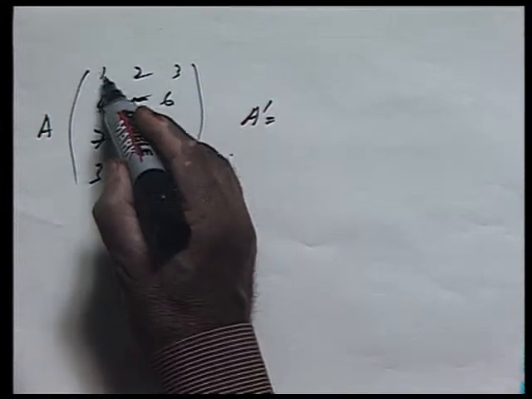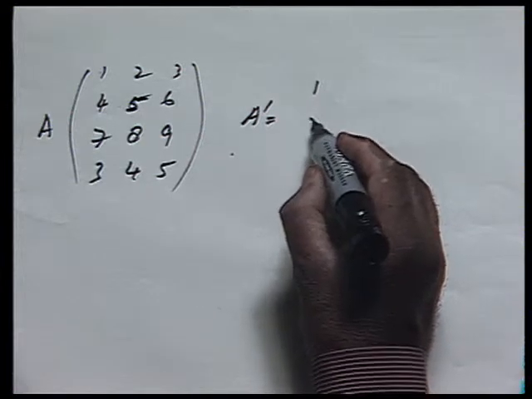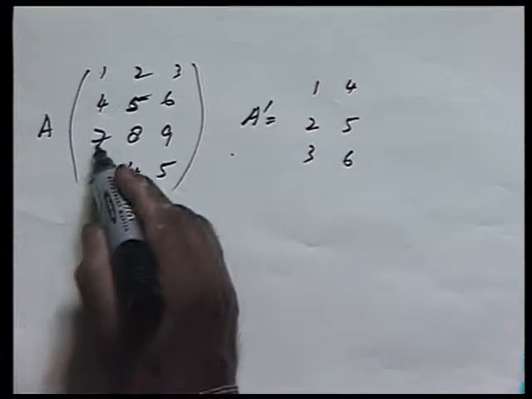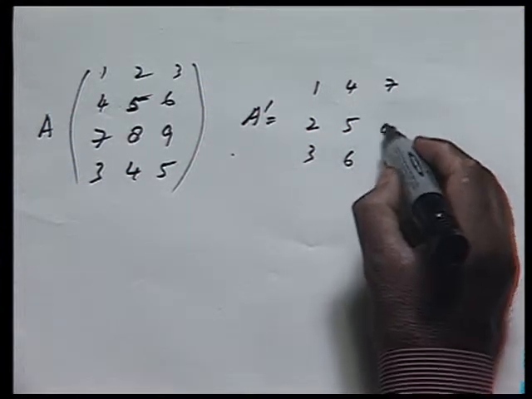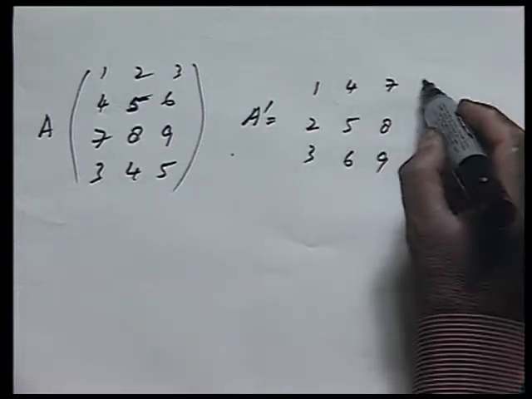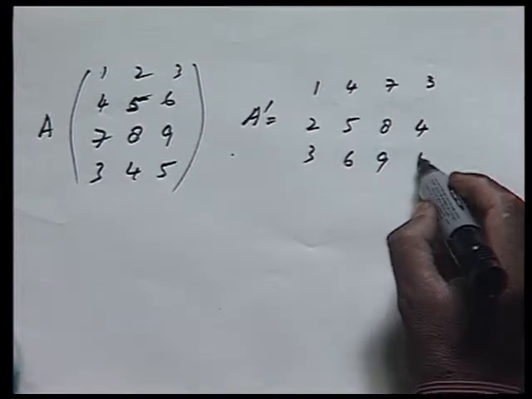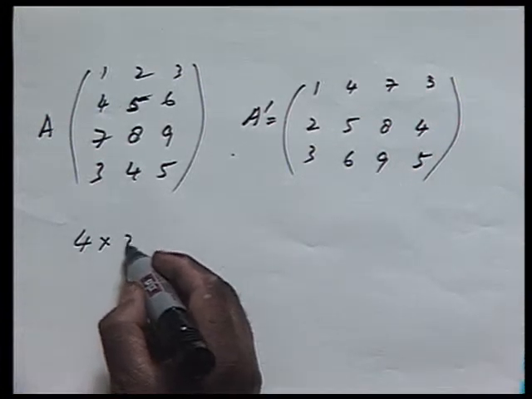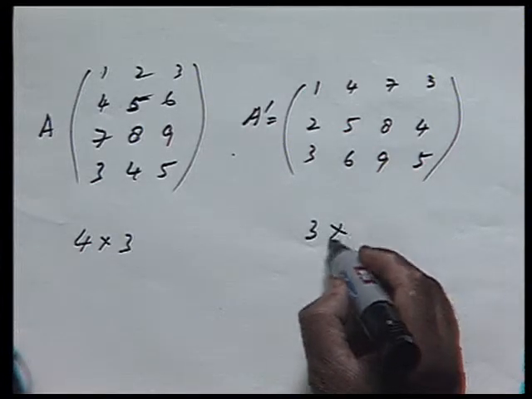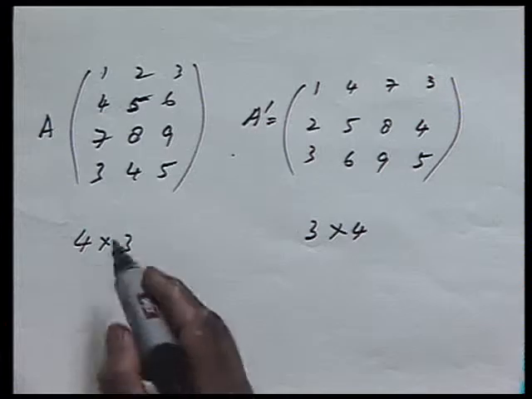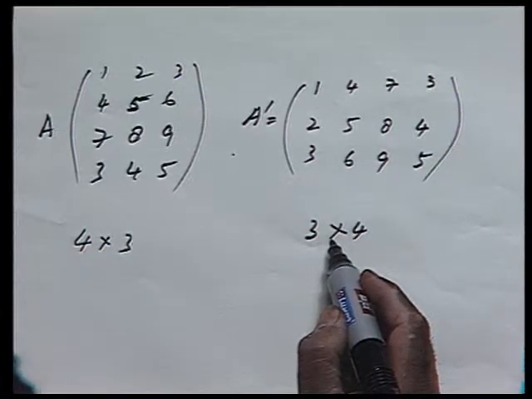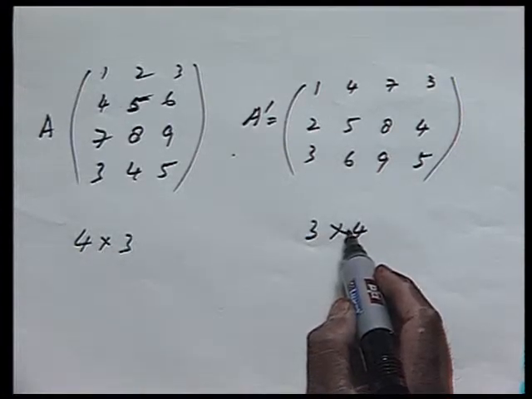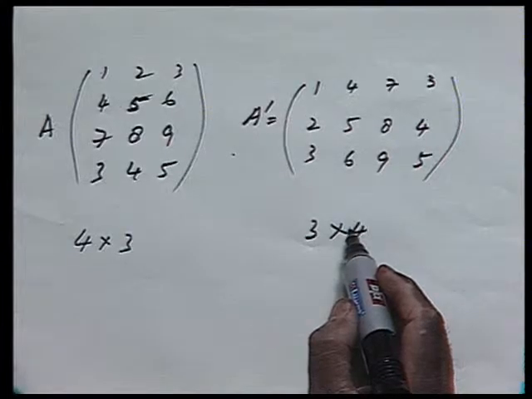Yes, simple process. Change the first row into the first column, second row into second column, third row into third column, fourth row into fourth column. This was a 4x3 matrix. This has become now a 3x4 matrix. This order does not change in case of a square matrix, but in case of a matrix which is not square, the rows and column information in the order will of course undergo a change.